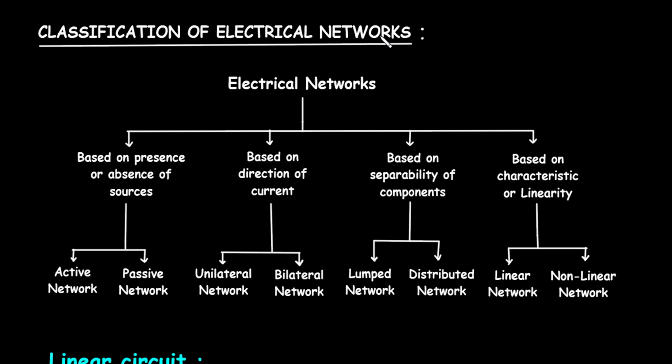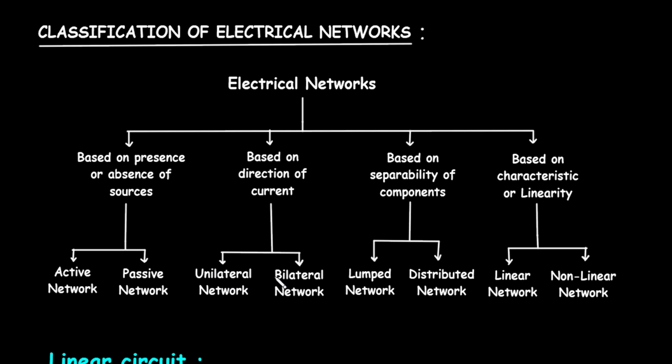Classification of electrical networks. There are different types of electrical networks: active network, passive network, unilateral network, bilateral network, lumped network, distributed network, linear network, non-linear network. Now these two, active network and passive network, are based on presence or absence of sources.